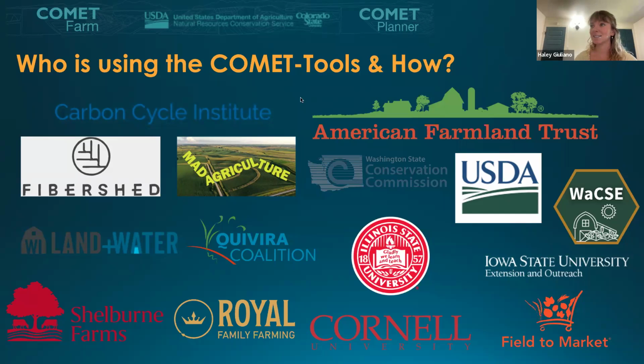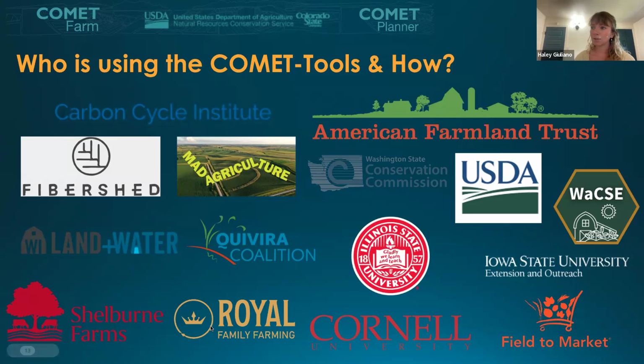I'd like to start with this group in the top left. Carbon Cycle Institute, who I mentioned before, were really the pioneers of carbon farming in the world, along with Fibershed, who's also out in California but has affiliates all over the world, and Mad Agriculture and Quivira in New Mexico, as well as Wisconsin Land and Water. They're all using the tool as an integral part of the carbon farm planning curriculum, building carbon farm plans. For the most part, they primarily use COMET-Planner, but will occasionally use COMET Farm.